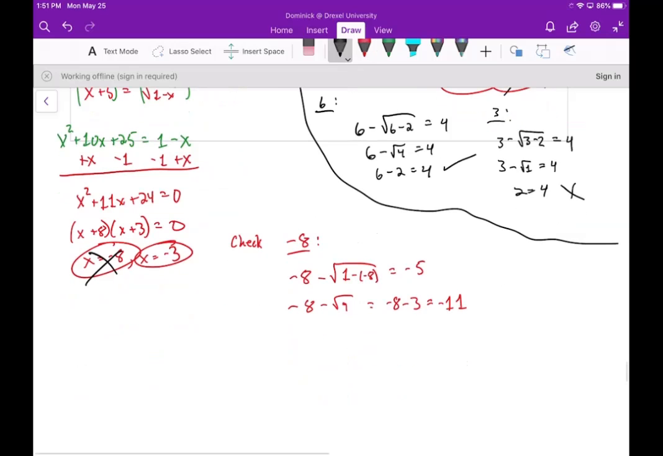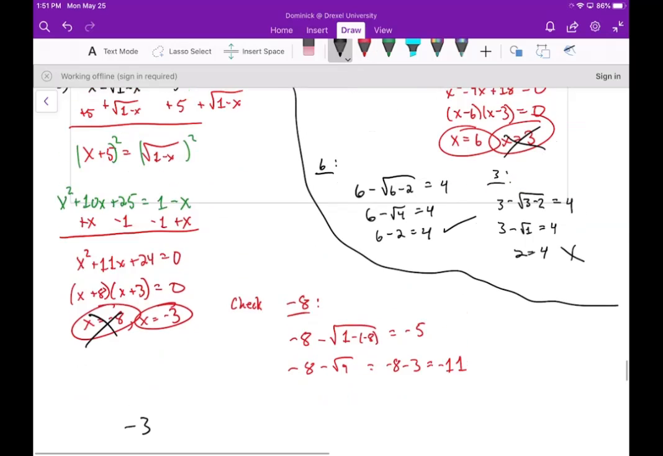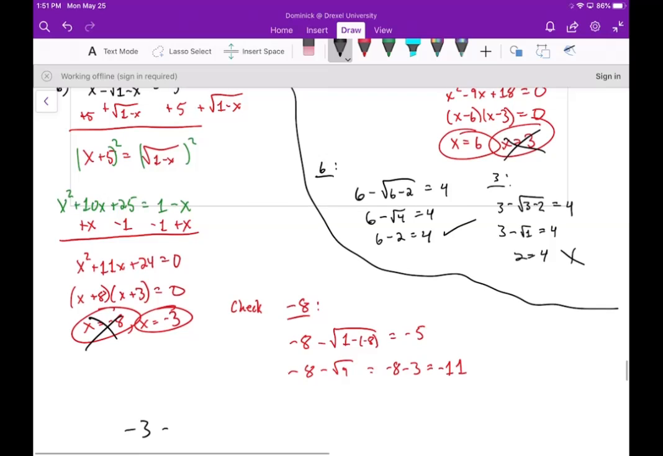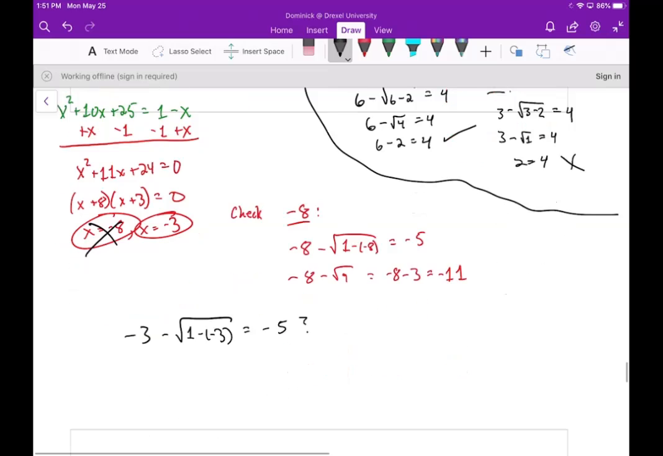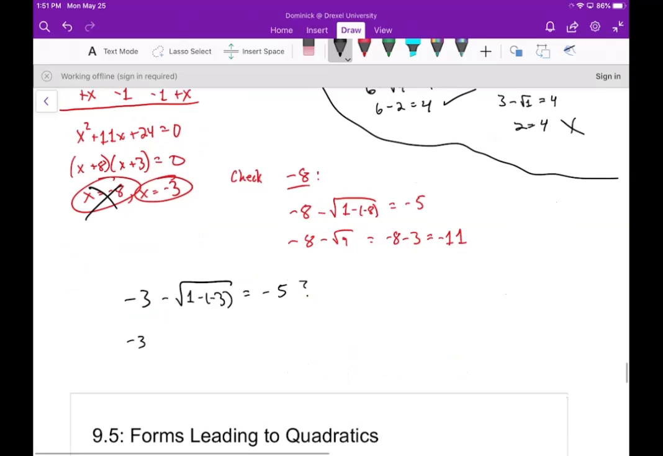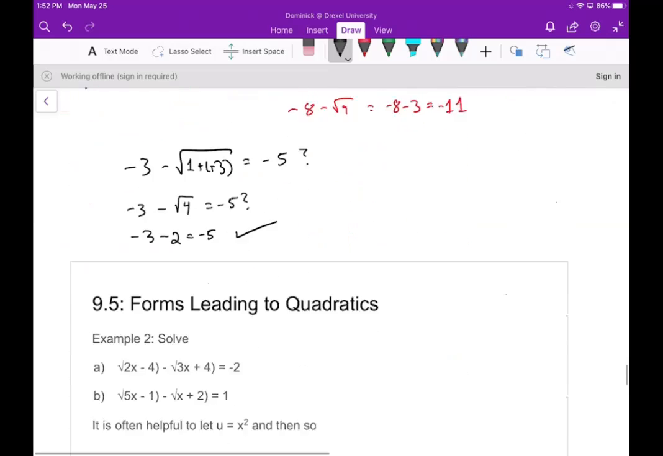If we check -3, right, we're going to get -3 minus the square root of 1 minus -3. Does that equal -5? Well, -3 minus a negative will become a plus, so the square root of 4. And this will give me -3 minus 2, which is -5. So -3 is good. All right, so it's very important to check your solutions here.